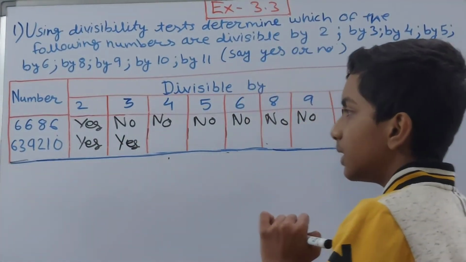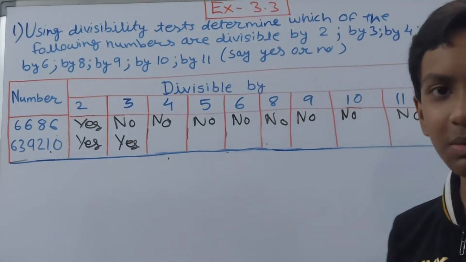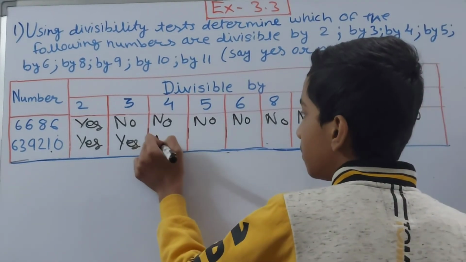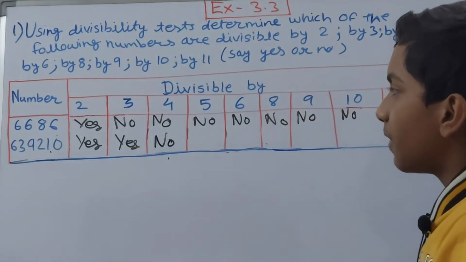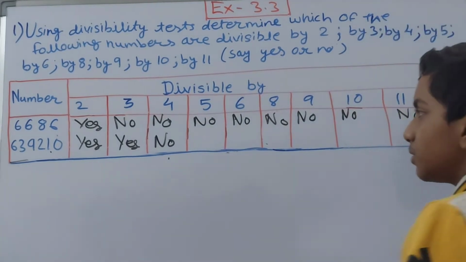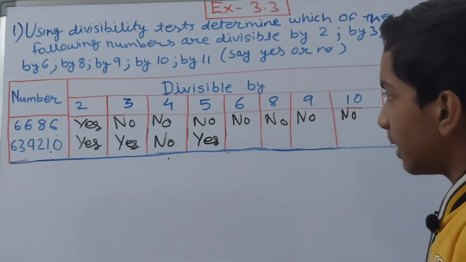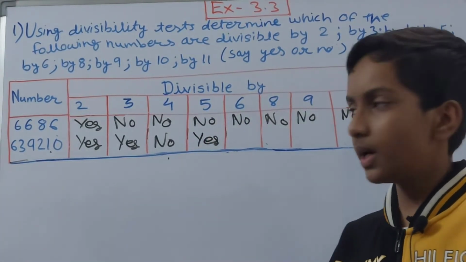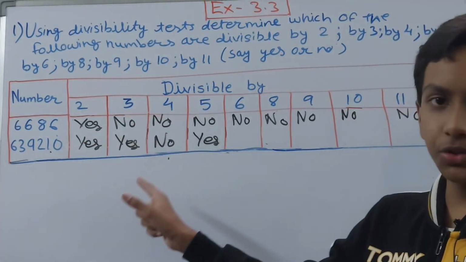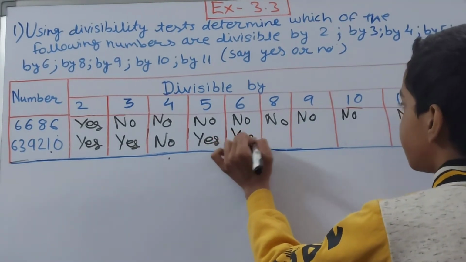For 4, you see the last 2 digits should be divisible by 4. You have 10. Is 10 divisible by 4? No, it does not come in the table of 4. So we will put a no here. Then we have 5. The digit at the ones place should be 0 or 5. Yes, here we have 0, so put a yes. For 6, the number should be divisible by 2 and 3 both. This number is divisible by 2 as well as 3, so it will also be divisible by 6, right?